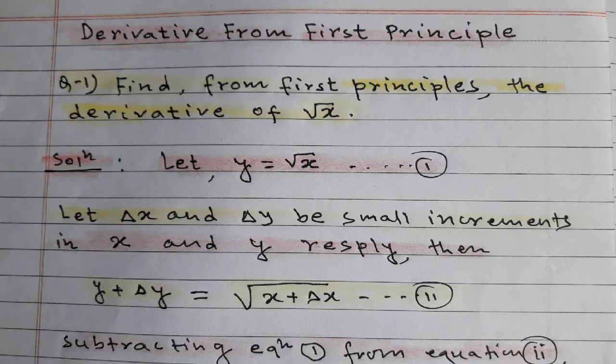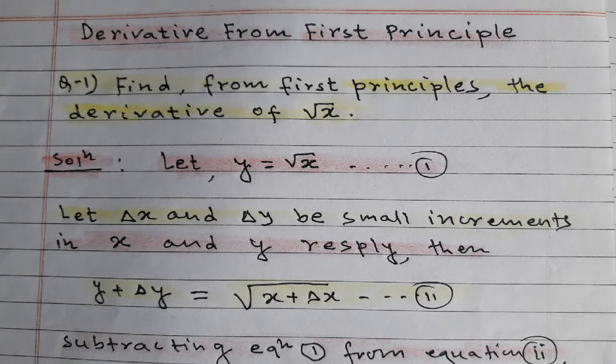Today in this lecture we are going to discuss one of the most important questions of derivative. Question number 1. Find from first principle the derivative of root x. Solution. Let y is equal to root x. We have to suppose the given function as y.